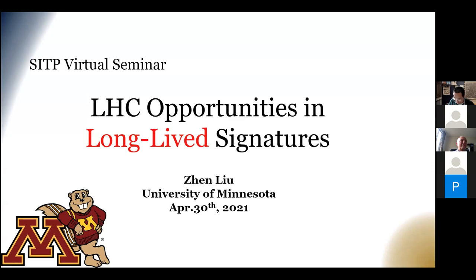I will talk about the long-lived particle opportunities at the LHC. I realize that I'm the only collider phenomenology talk for this series so far. So I will give a bit of introduction, really try to set up the picture correctly. Then I will show you a few attempts we have to tackle the challenge of long-lived particle signatures and realize its full opportunities. Okay, so let's begin the talk.